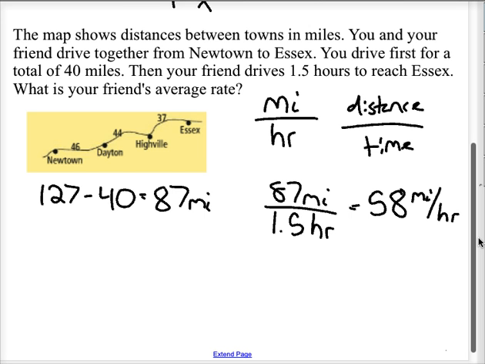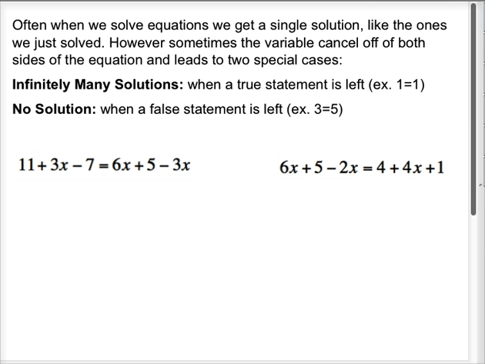All right, continuing on. Two special cases that can happen. So most of the time when I'm having you solve an equation, you're going to find an answer, right? Linear equations have one solution. However, there is the circumstance where the variable can cancel off of both sides. And if it cancels off of both sides, something very unique and special happens. Well, one of two things can happen.